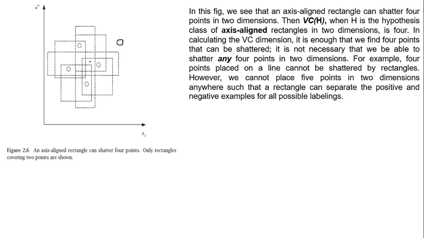It's not possible. If it is 4 points, 2 points can be taken out, and the positive examples and negative examples will be shattered by the rectangle. But if the number of points increases to 5, it will not be possible.